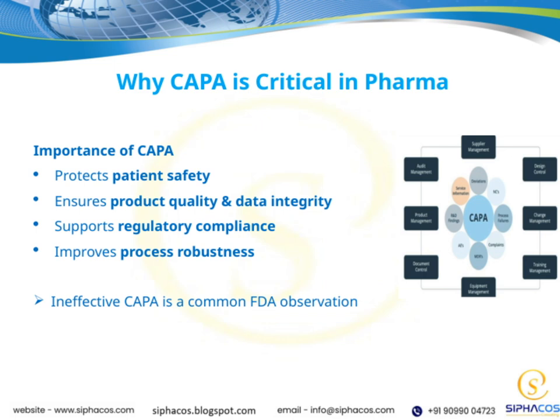Another key point is process robustness. A strong CAPA system helps us improve and stabilize our processes over time, leading to more reliable outcomes. It's also important to recognize that ineffective CAPA is a common observation from the FDA, often pointing to gaps in quality management. That's why CAPA is so critical in pharma. It's a cornerstone of quality assurance and regulatory compliance. When we do it right, we not only meet standards, but also foster trust with regulators, patients, and our partners.